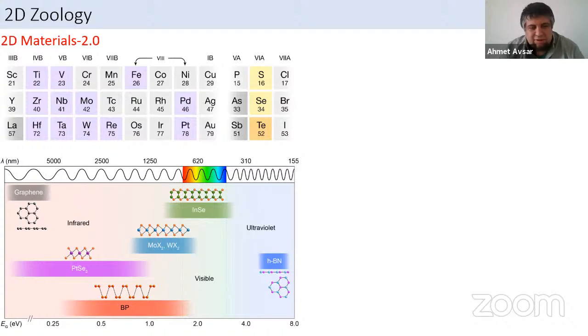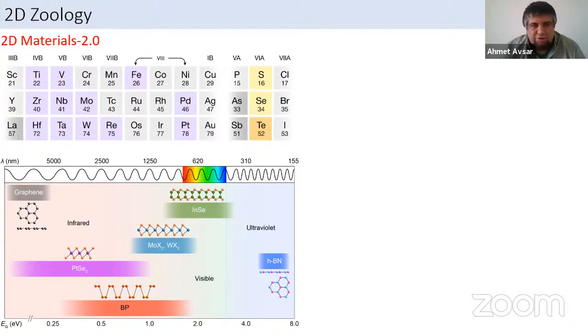Some of them are very interesting. So, for instance, graphene is a semi-metal without any band gap. So we now have all different types of materials with different band gaps, so small band gap materials and very insulating materials, which cover this spectrum.